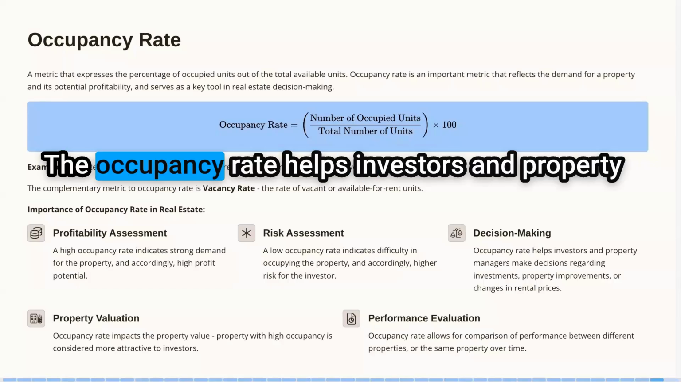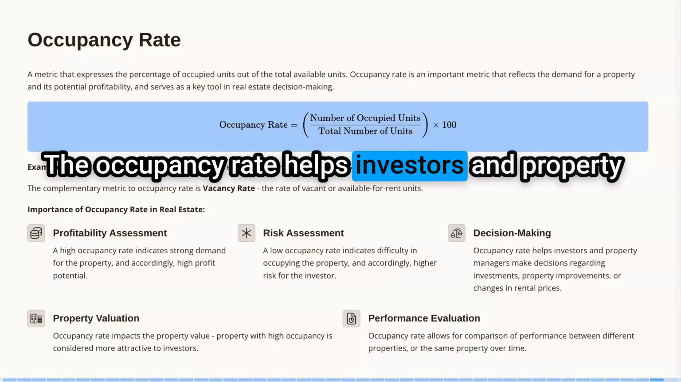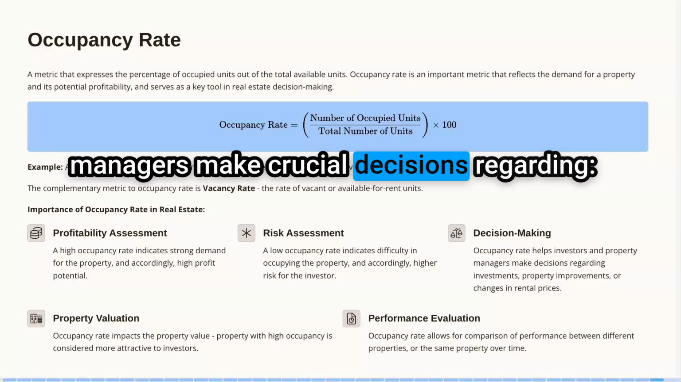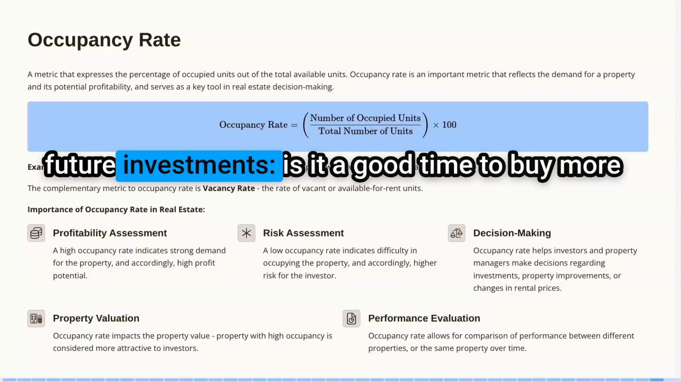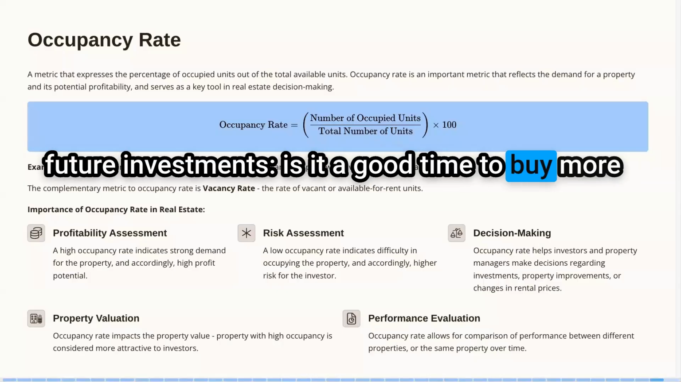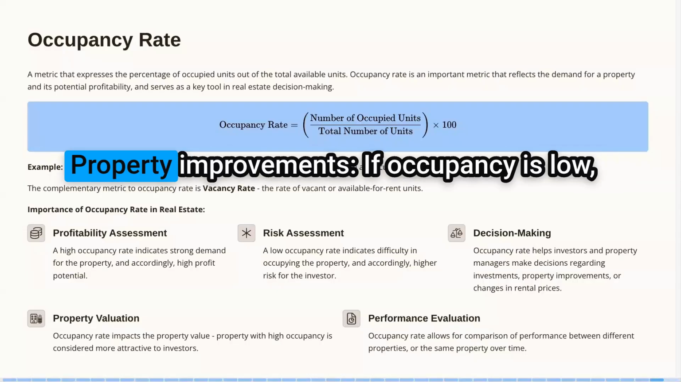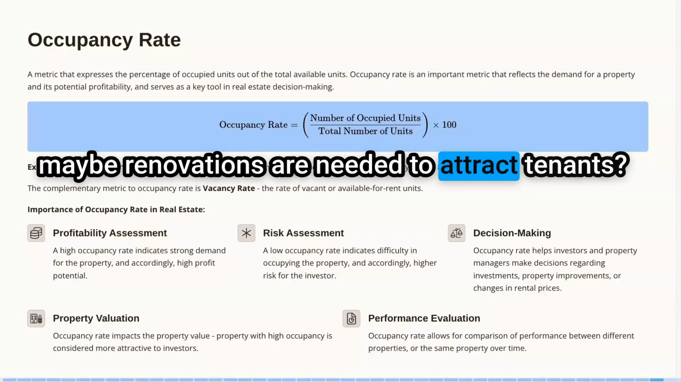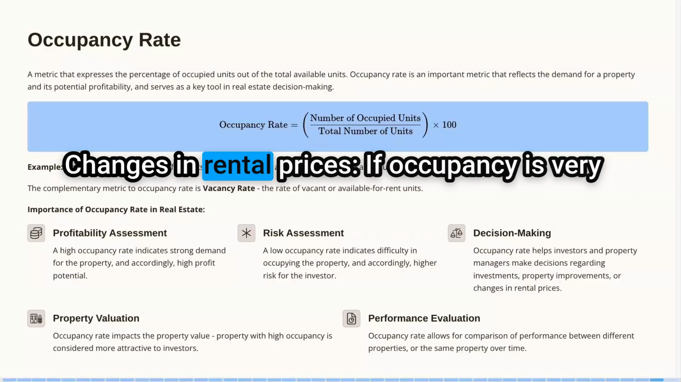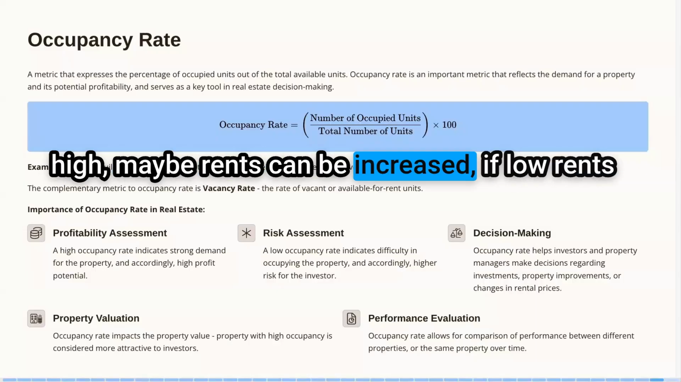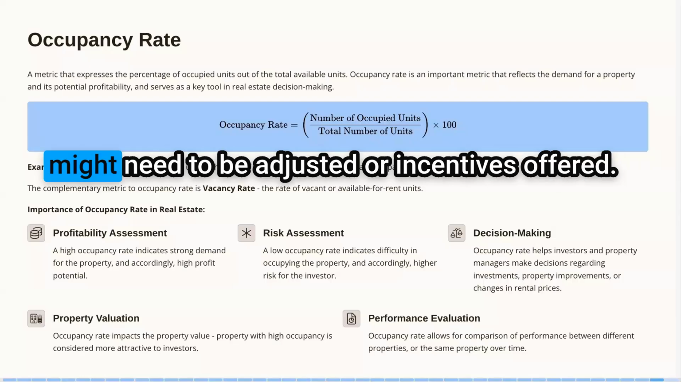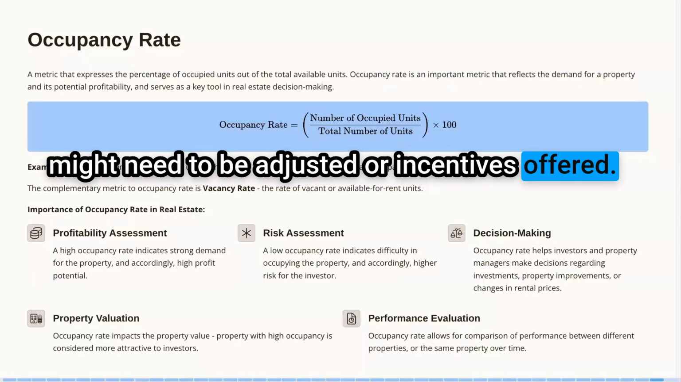Decision making: the occupancy rate helps investors and property managers make crucial decisions regarding future investments. Is it a good time to buy more properties in this market if occupancy is high? Property improvements: if occupancy is low, maybe renovations are needed to attract tenants. Changes in rental prices: if occupancy is very high, maybe rents can be increased. If low, rents might need to be adjusted or incentives offered.